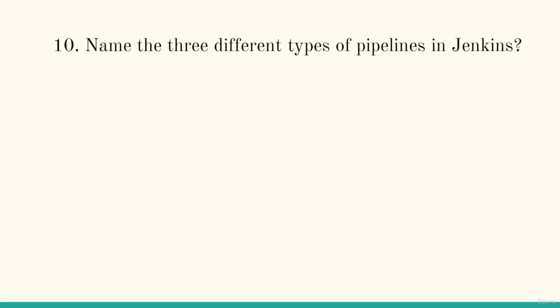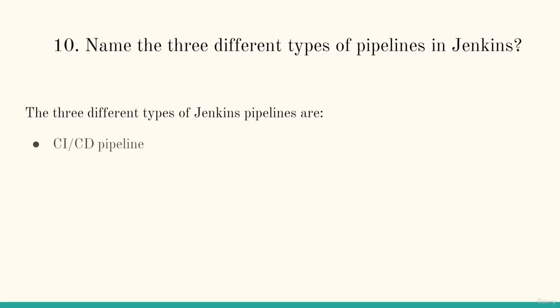Name the three different types of pipelines in Jenkins. There are three types of Jenkins pipelines. Actually, there are more, but these are the main ones: CI/CD pipeline, scripted pipeline, and declarative pipeline.